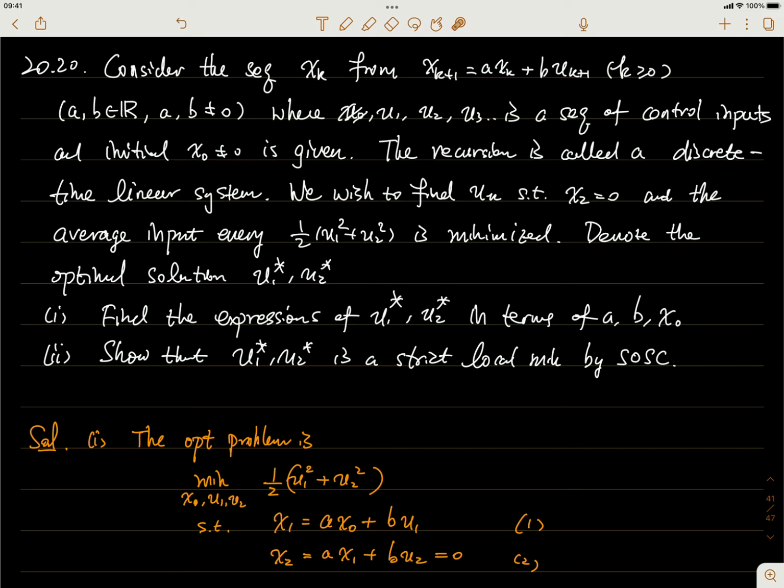Okay, so let's consider this problem where we're trying to find the uk such that x2, the state at time k equals 2, is equal to 0. So we want to reach the state 0 when the time is equal to 2. The question is, how do we formulate the controls u1, u2? There will be infinitely many ways to control this such that it eventually reaches 0 at k equals 2, but we're looking for the one that minimizes the effort of control, because u1, u2 represent the effort you put in each step.